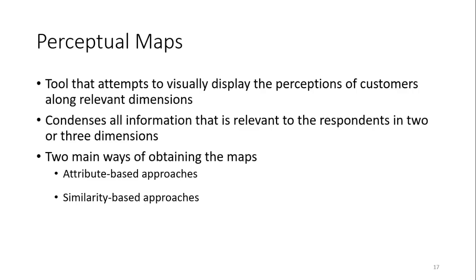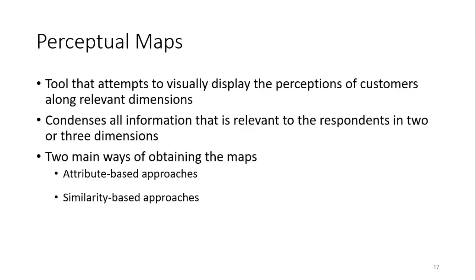How do we know how people perceive their product? So one thing that you can use for that is called a perceptual map. It's basically a tool that visually displays the perception that customers have about products in a set of brands or set of options, okay? And what it does is it just summarizes all the information about your positioning, and it does so visually so you can actually see where you stand.